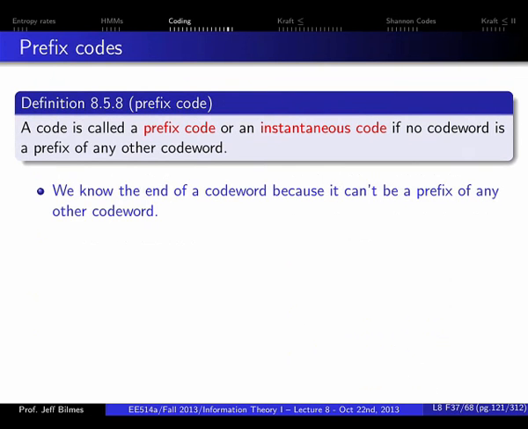So we're going to have another definition. This is called a prefix code, or an instantaneous code, if no code word is a prefix of any other.